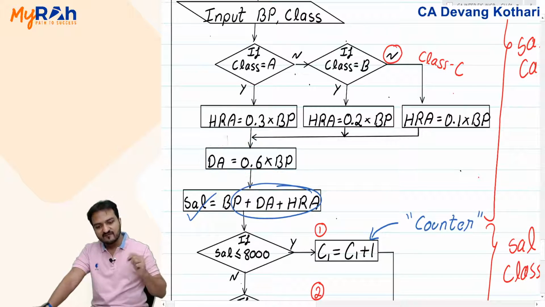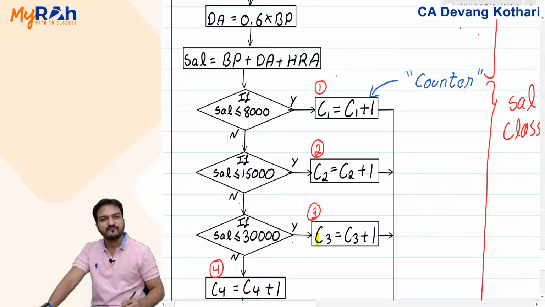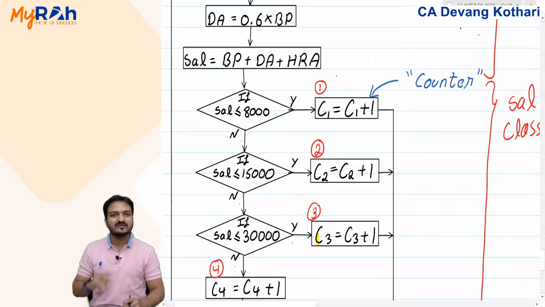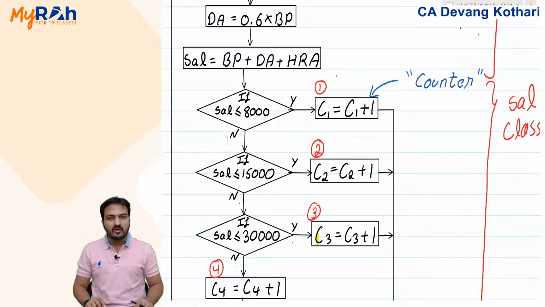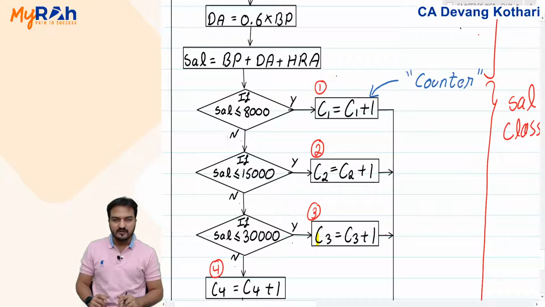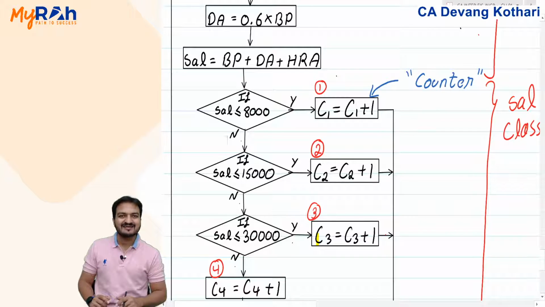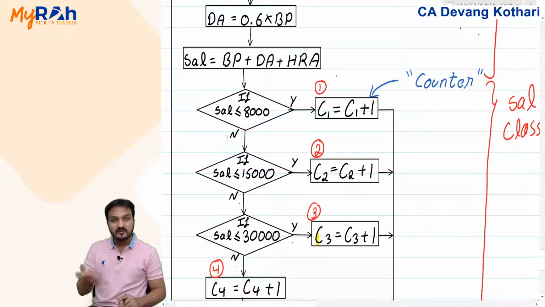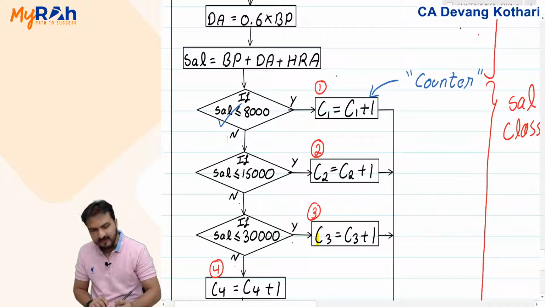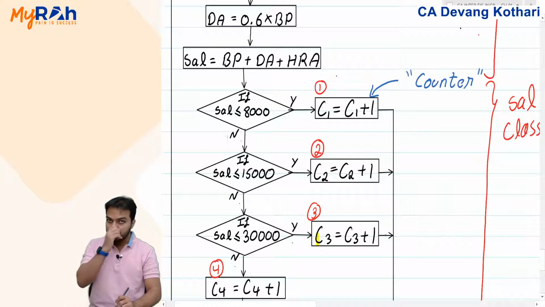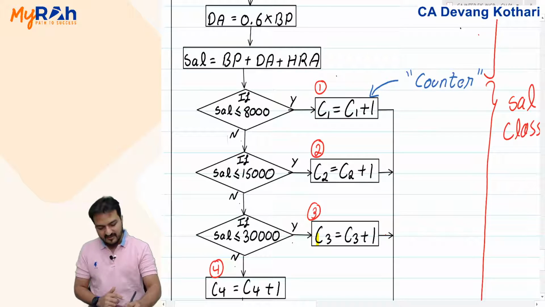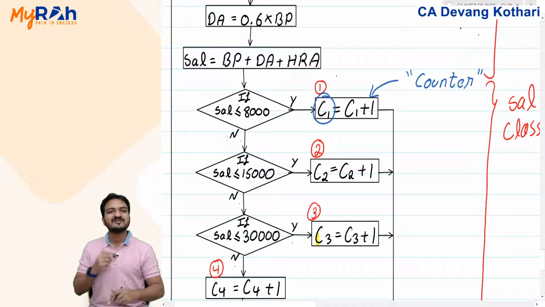Now that you have the salary of this employee, you need to classify the salary under one of four categories. Plus, for each category, you need to count the number of employees. So far I have just calculated the salary of the first employee. For this first employee's salary, I will check that if salary is less than 8,000, then it falls under category 1. I will put a counter here under category 1. What is a counter? A counter is a location which will simply count.